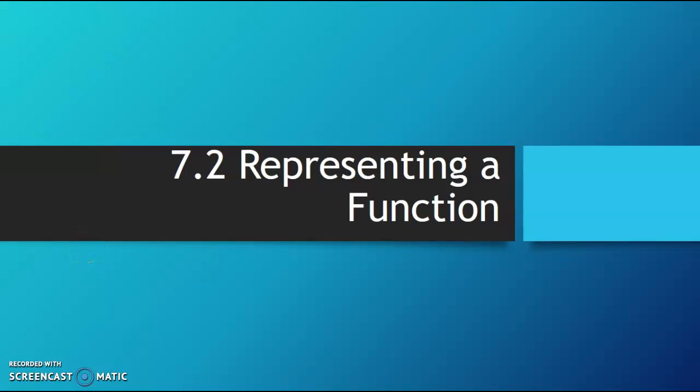Welcome back, students. So we're going to start into our next section, which is talking about how we can represent a function and how we can use other representations of functions to create more representations of functions. So we'll get into that.